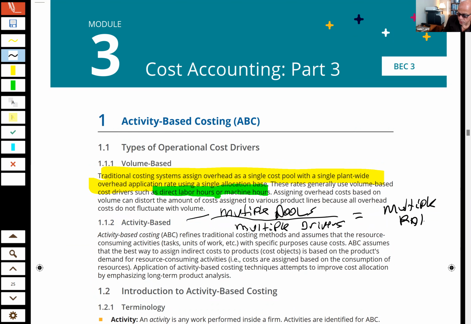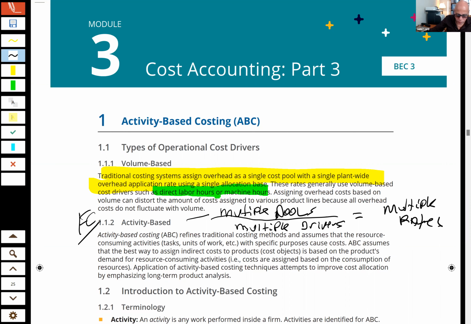Now, the advantage of doing things this way is we're going to get a more precise look at how various products use certain resources of the entity, because not every resource has a single rate. So go ahead and flashcard that: with activity-based costing, we have multiple pools and multiple rates.